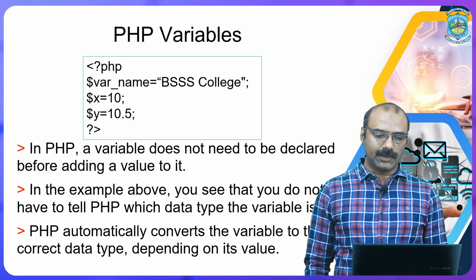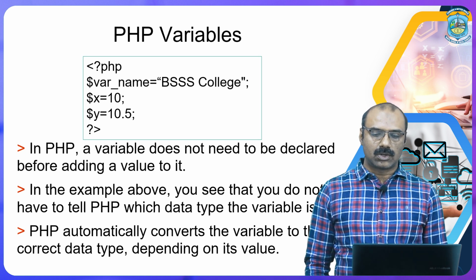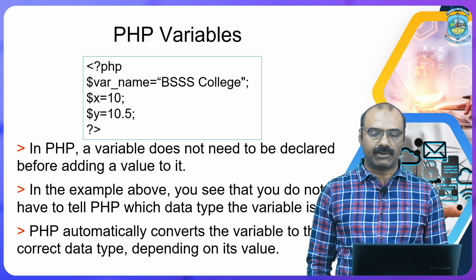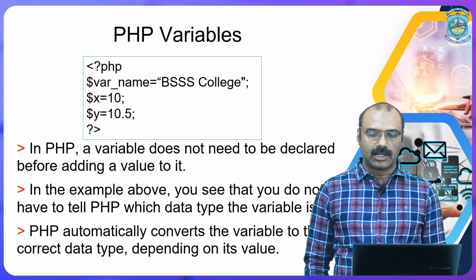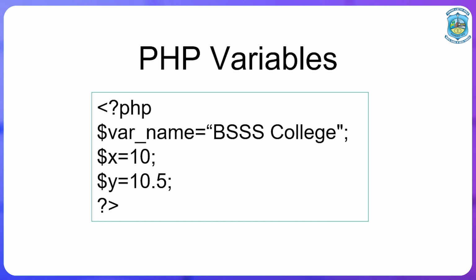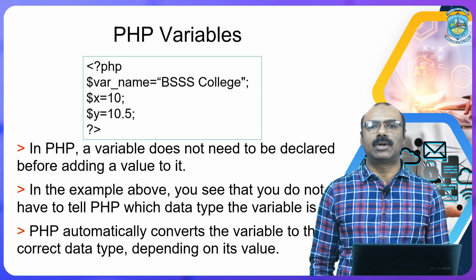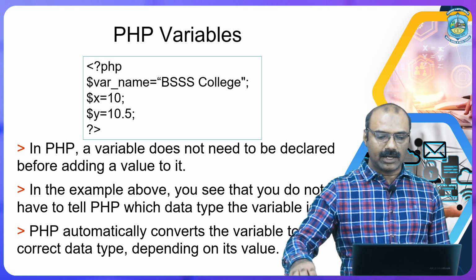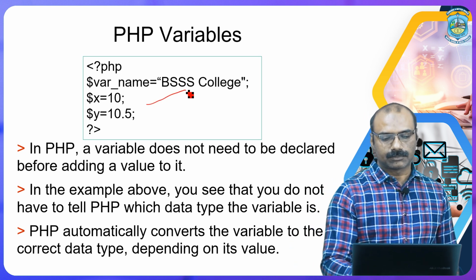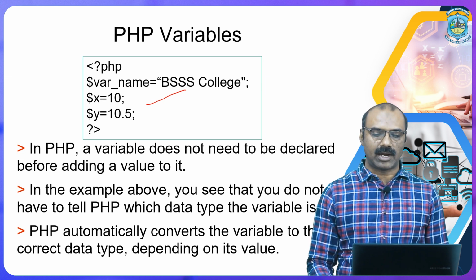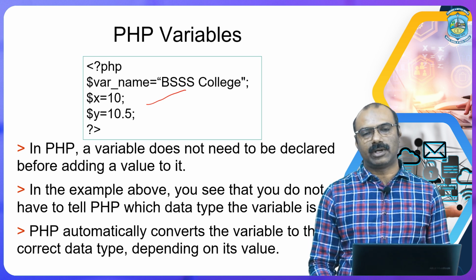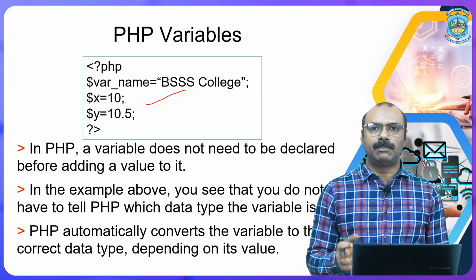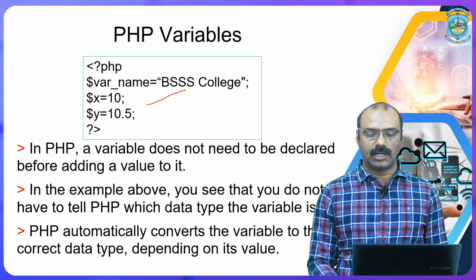Like you can see on the screen, $variable_name equals, in double quotes, BSSS college. The data type is not given, but since we have stored BSSS college, which is a string, the data type of this variable will automatically be string. We need not define it here. In the second line we have written $x equals 10. Now we know 10 is an integer value, but we have not given the data type of this variable. So by default PHP automatically takes $x as type integer.